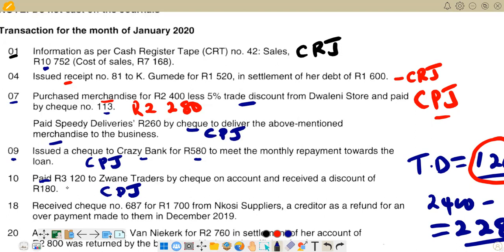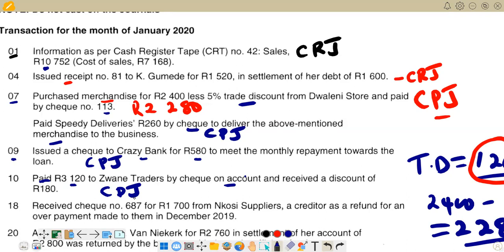Now we are on 10, paid 3,120 to Squally Traders, and then we are told that there's a discount of 180, which is the discount received. So on cash payment journal, we've got discount received, but on cash receipt journal, we've got discount allowed. So we are going to put 3,120 on the column for bank, and it's a payment to Squally Traders by check on account. When it's on account, it means we were owing Squally Traders, so we are now paying Squally Traders. So Squally Traders was our creditor. So we're going to go to the column of creditors control and enter this amount 3,120.